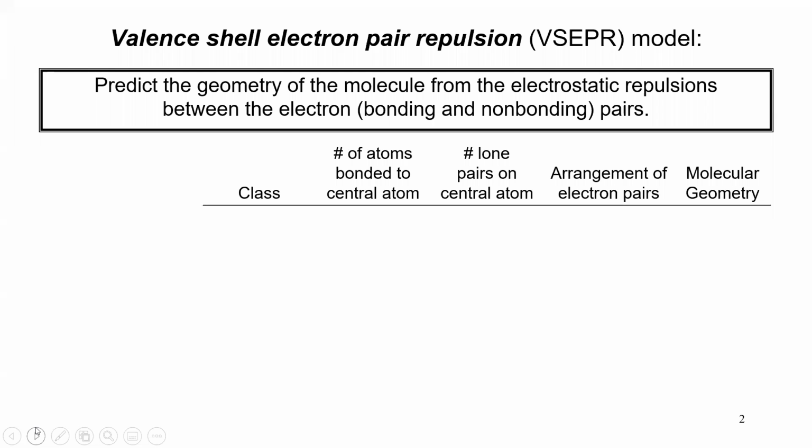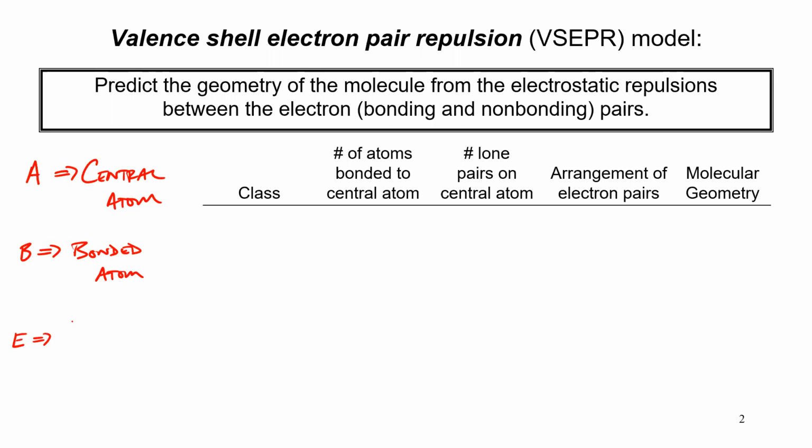And so the terminology that we're going to use all throughout chapter 10: A is going to be our central atom. Anytime we see a B, that's going to be a bonded atom, right? So some atom that's bonded to our central atom. And then an E is a lone pair of electrons.